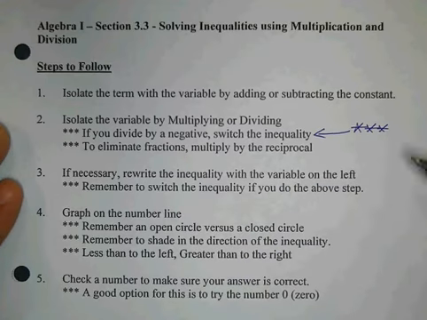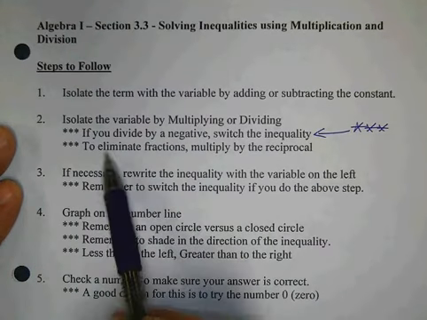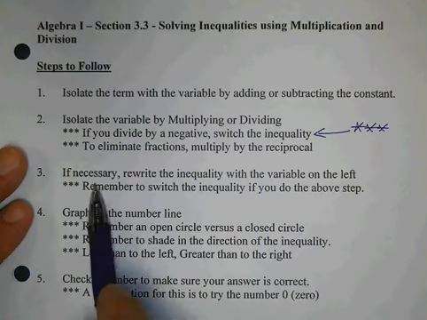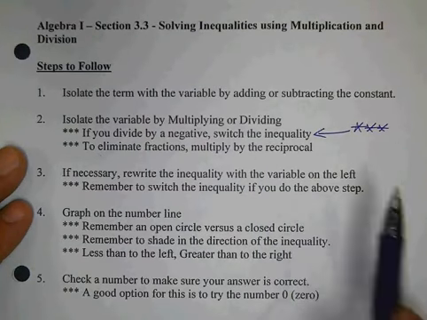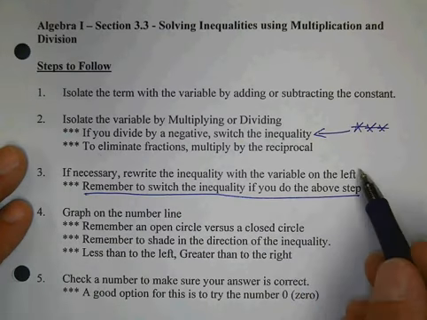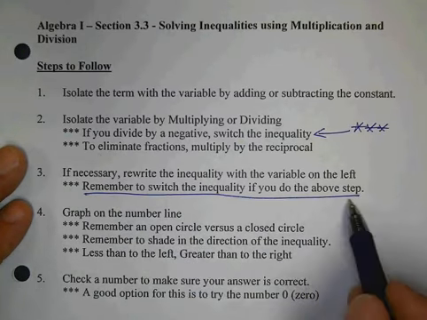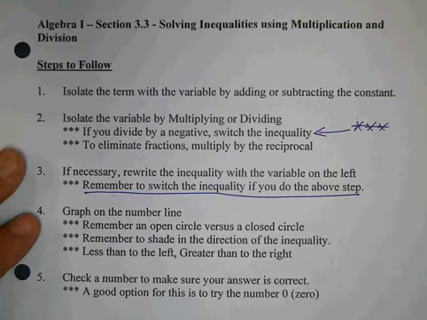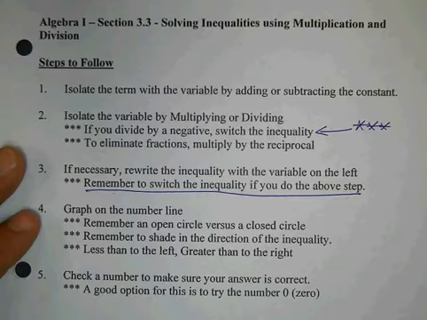Okay, the rest pretty much is similar to what we did in equations last chapter. To eliminate fractions, you multiply by the reciprocal. If necessary, you put the variable on the left. But if you write the variable on the left and switch it, remember to switch the inequality. Then we graph on the number line the same as before. Less than is left, greater than is right.